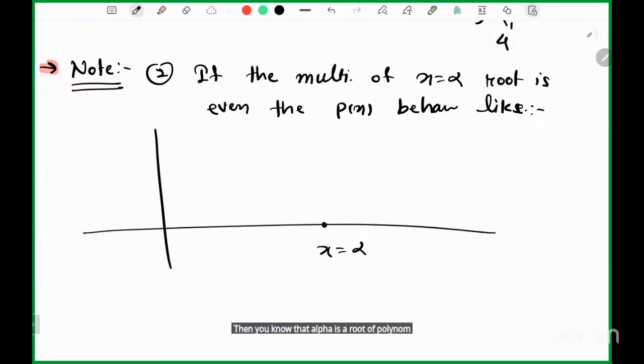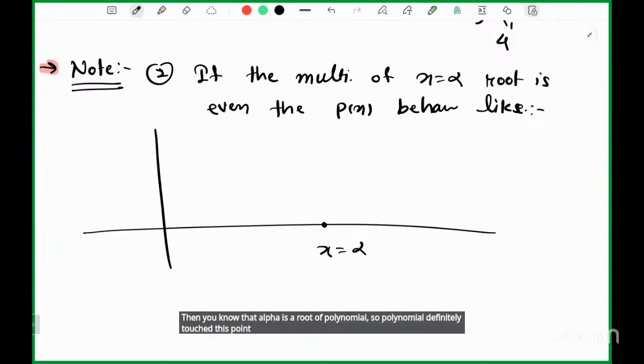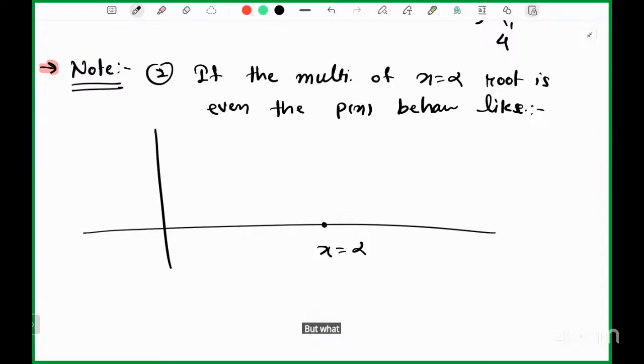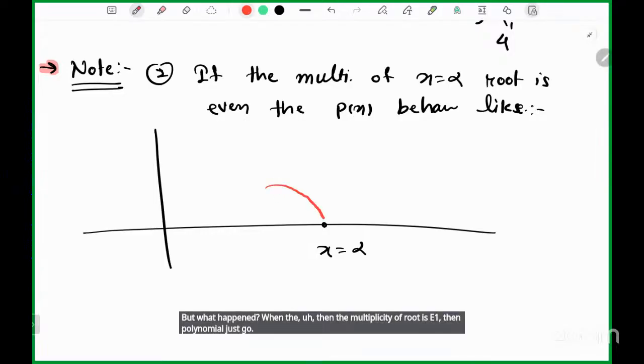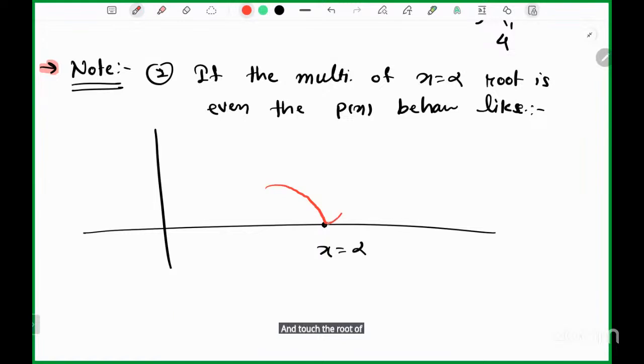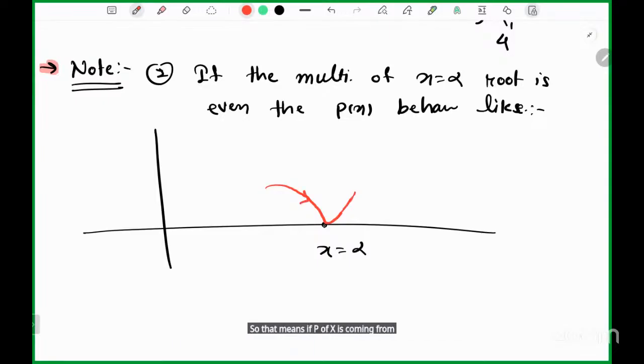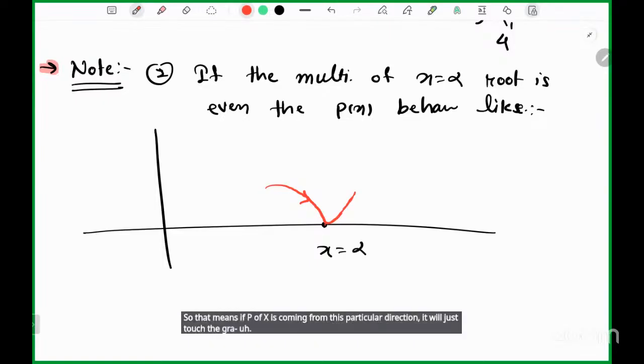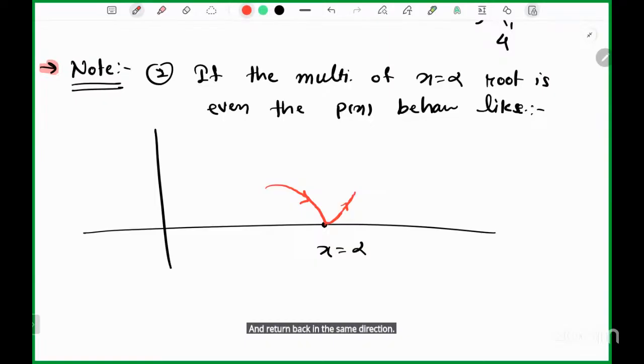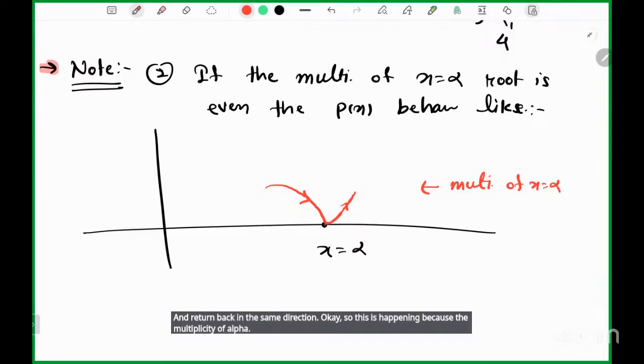So the polynomial definitely touches the point x equals alpha, because here the value of the polynomial becomes 0. But when the multiplicity of the root is even, the polynomial just goes and touches the root, x equals alpha, and returns back in the same direction. So if p of x is coming from this particular direction, it will just touch the point x equals alpha and return back in the same direction. This is happening because the multiplicity of alpha is even.